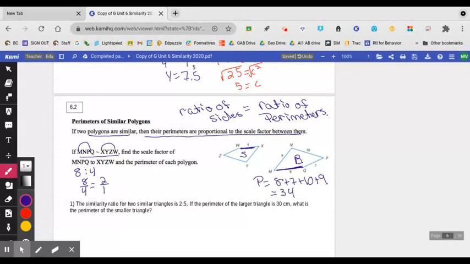So our fact is the ratio of the sides is equal to the ratio of the perimeters. Since my ratio is 2 to 1, that's big over little, it is equal to the perimeter of the big over the perimeter of the little, which I'm going to call x because that's what I'm looking for. So then I cross multiply. I get 2x equals 34. Divide both sides by 2, and x equals 17.